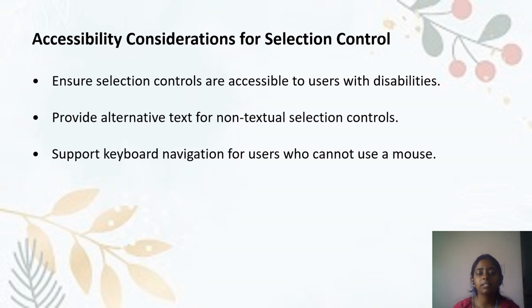So next we have accessibility considerations for selection control. Ensure selection controls are accessible to users with disabilities. Provide alternative text for non-textual selection controls. Support keyboard navigation for users who cannot use a mouse. So here what we are telling is, if some person has some disabilities, we have to make sure that by providing some options they are able to access it. And some people will not be able to use the mouse, so they need to have navigation methods using the keyboard, so that even they will be able to use the options.